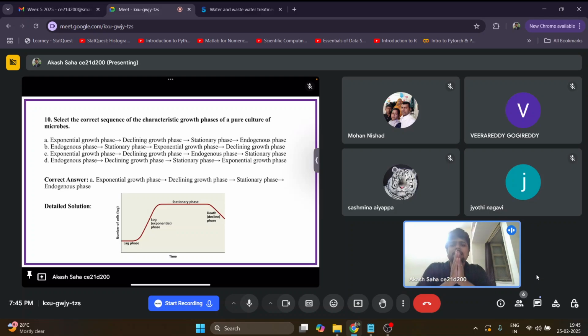Then it starts to decline. Once it starts to decline, the stationary phase will come. At that time, the birth and death rate are approximately the same. That's why the stationary phase happens. And at last the endogenous phase happens. In the endogenous phase, the death rate is much more and it feeds onto itself. It will feed on its own protoplasm and get oxidized. So that is the final endogenous phase, right?